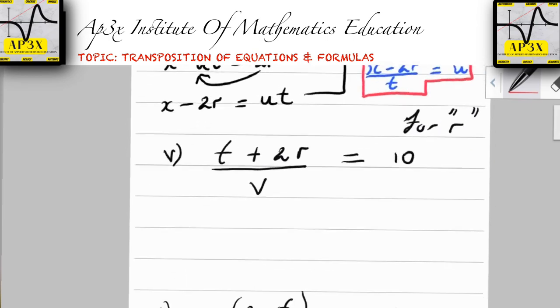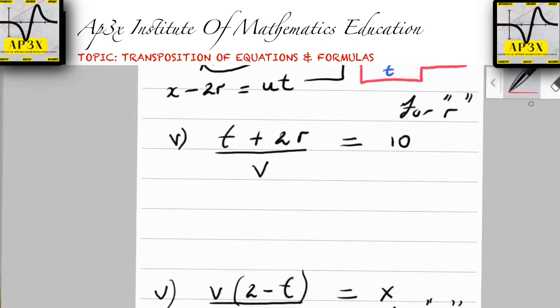Beautiful. Let's go down to this second question here. Now we're looking at (t + 2r)/v = 10, and we're looking for r. So it's kind of the same thing. Here we're going to be multiplying both sides by v. We're going to have v multiplied by (t + 2r)/v, and that's going to be equal to 10 multiplied by v. The v cancels v, so we're left with t + 2r = 10v.